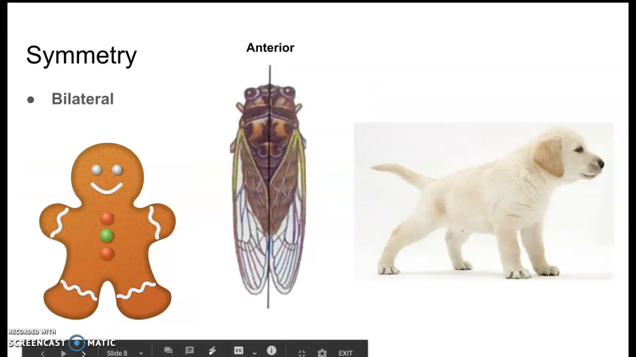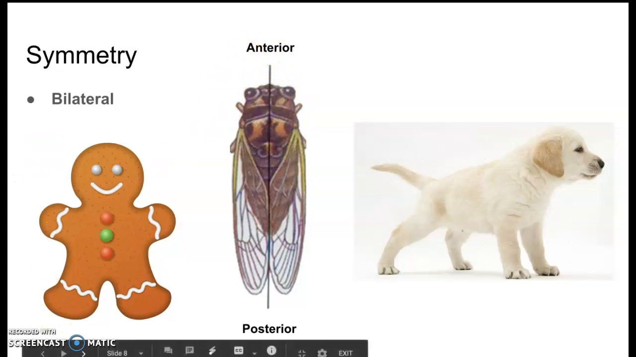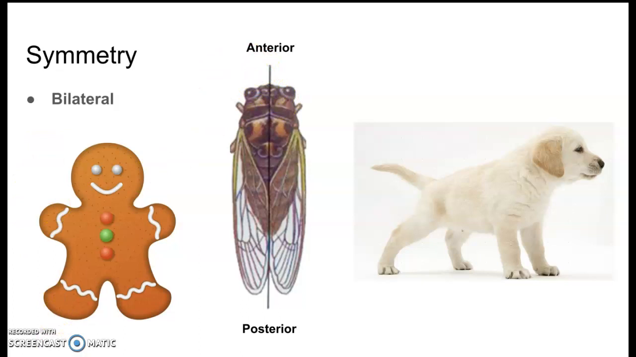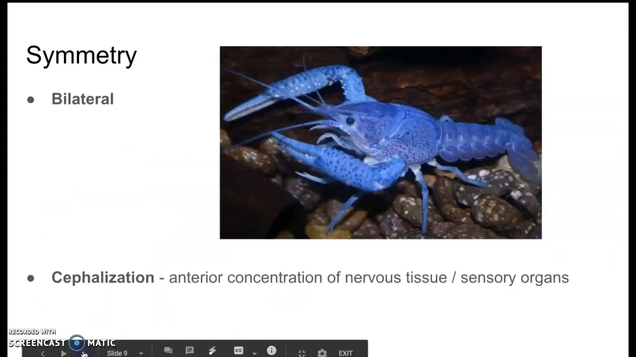One of the things that bilateral symmetry brought is that it allows us to label different sections based on the symmetry. So anything above the head is called anterior. Anything on the bottom is called posterior. Anything on the back is called dorsal. And if you think about the dorsal fin of a fish, it's the one that goes on the back. And anything on the belly is called ventral.